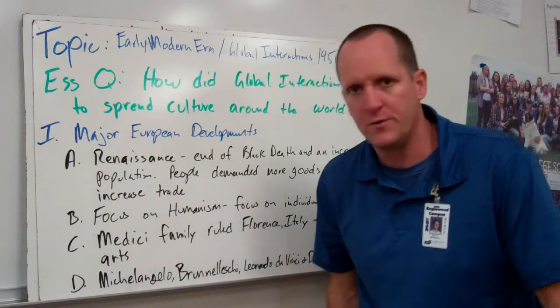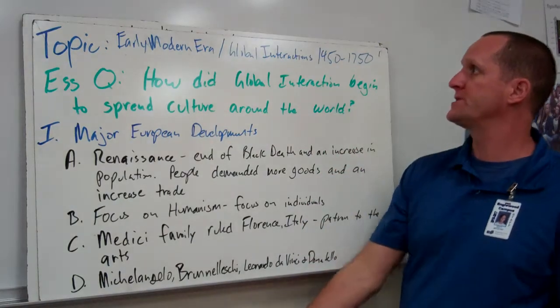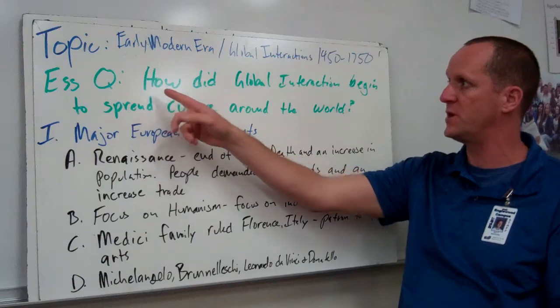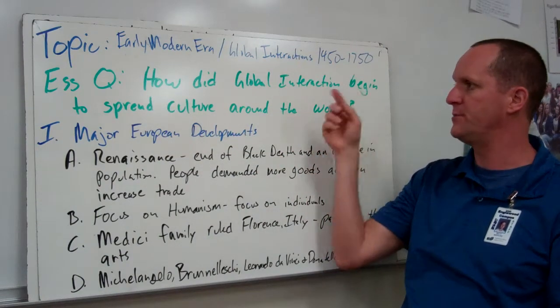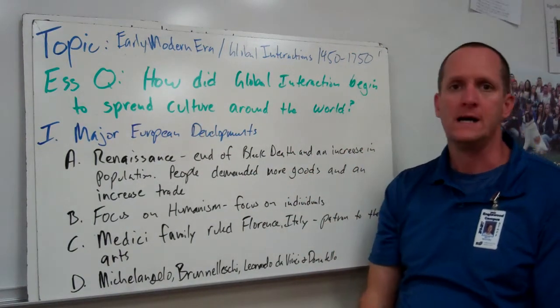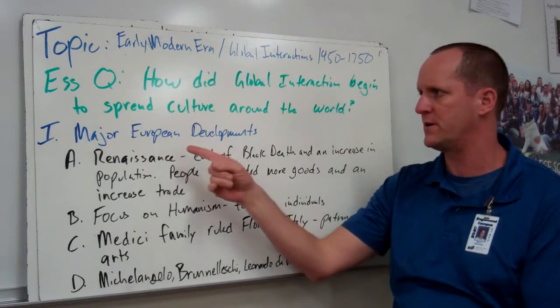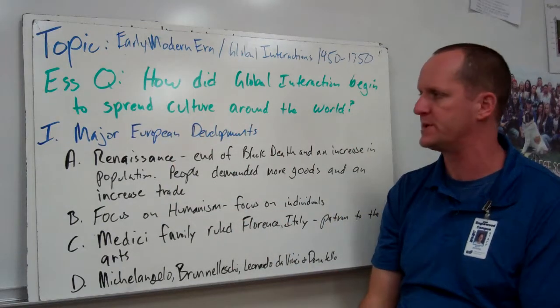All right, class, let's get going with Unit 4. Our topic is Early Modern Era, Global Interactions, 1450 to 1750. Our central question: how did global interaction begin to spread culture around the world? So we're going to talk mostly during this conversation in our boards about major European developments.